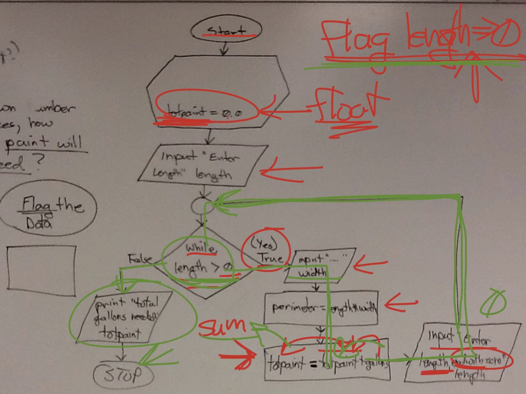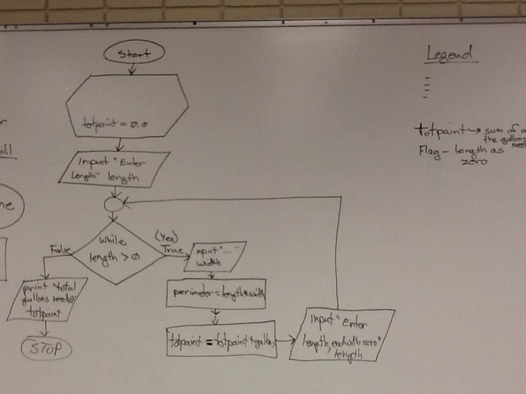So we have our process in here, and then we just loop and keep doing it until something causes us to stop. Looking at the legend here, I put the flag in there. We're going to flag length as 0. And I also put in there that we're going to sum up the amount of paint. So we added those to the previous legend from the problem before.